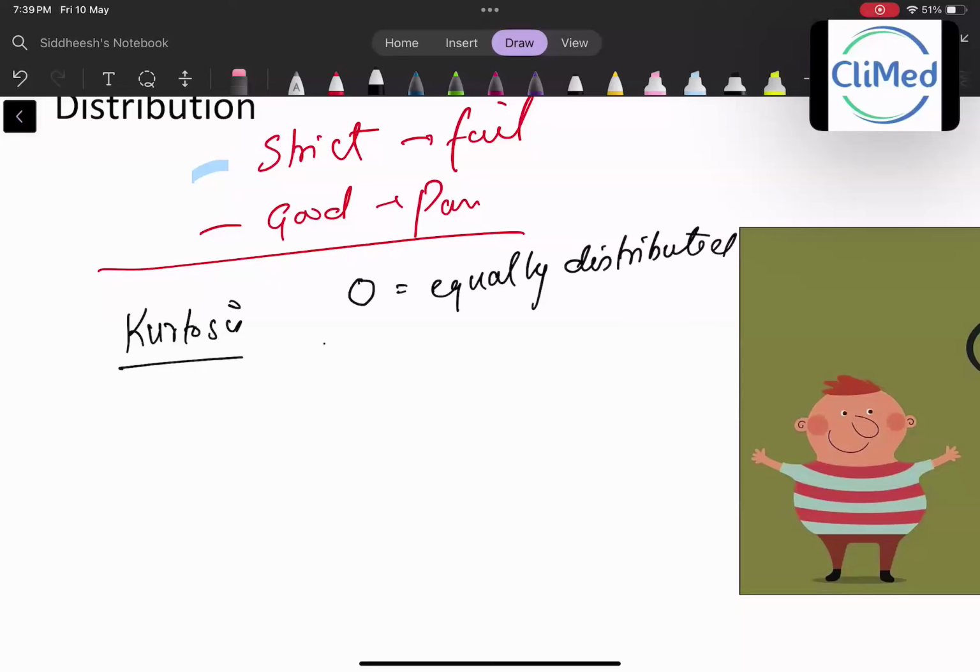If any number is less than 0, that means the peak will be short and broad. Peak will be short plus broad.